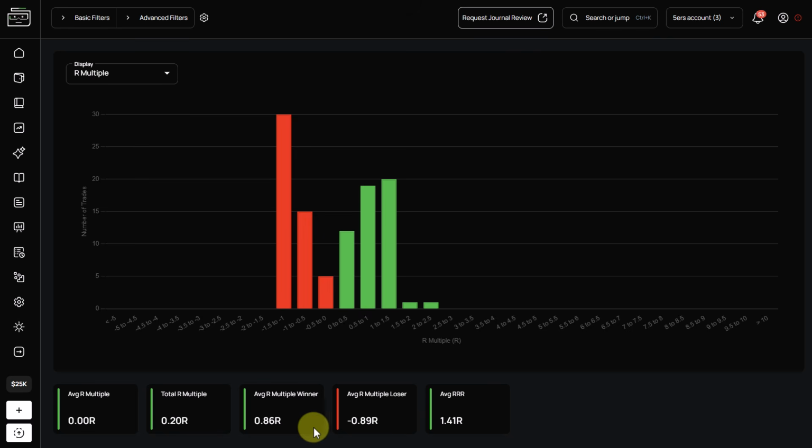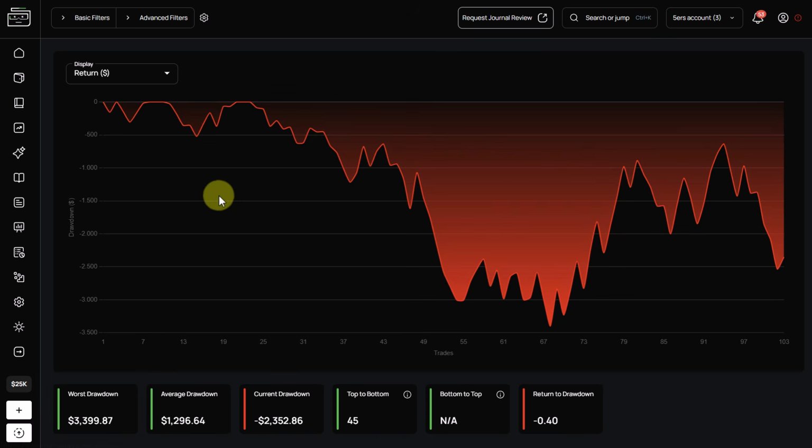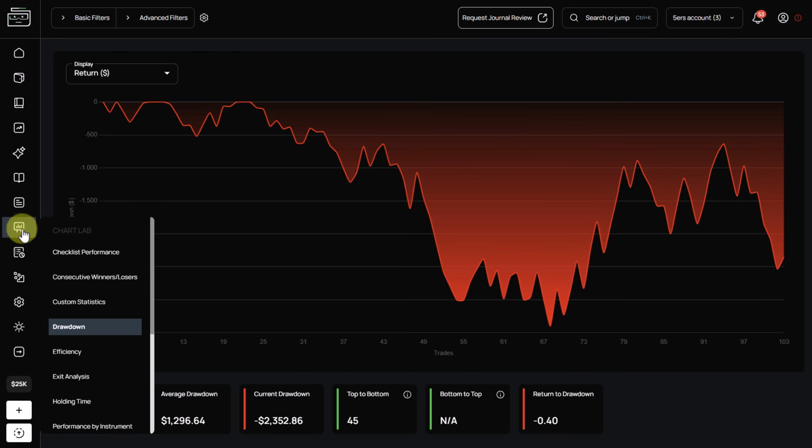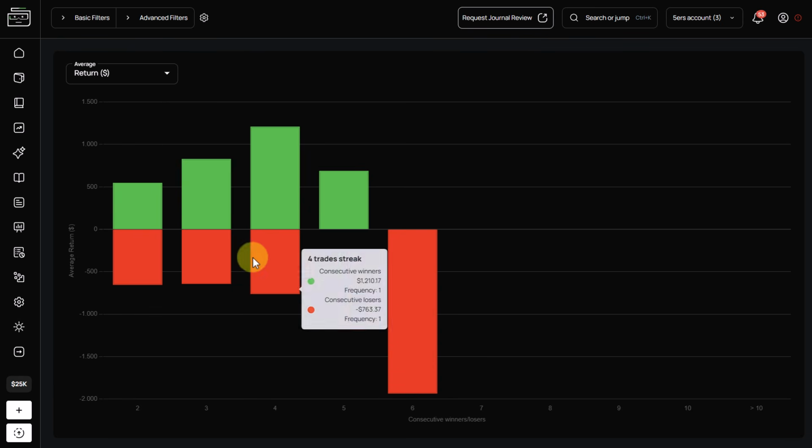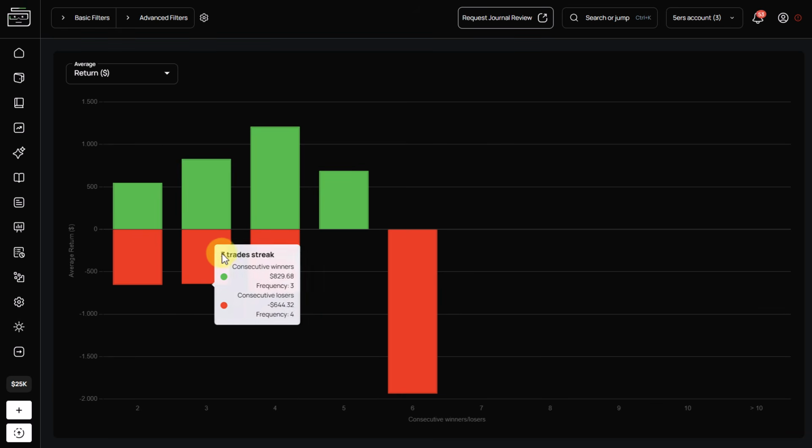And of course, this is not an ideal scenario, because when we look at his drawdown graph, we can see that he does often have severe drawdowns, and it seems like it's very hard for him to get back to break even. Why is this the case? What we can do now is look at his losing streaks. So under consecutive winners losses, what we can see is that he has one losing streak where he has 6 losses in a row, 4 losses in a row once, 3 losses in a row 4 times.